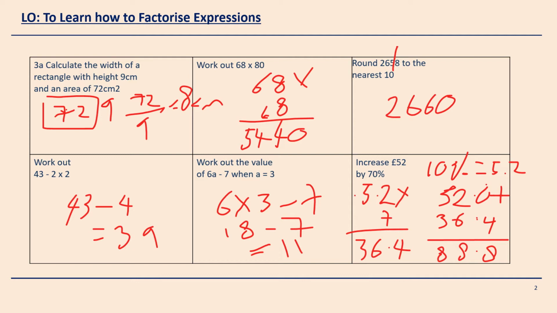We follow BIDMAS for number 4. 2 times 2 is 4. We do multiplications first, then addition and subtractions. So 43 minus 4 is 39. Straight substitution for working out the value, just 6 times a, which is 6 times 3 is 18, minus 7 is 11. Increase £52 by 70%, so we'll find out what 10% is, which is £5.20. Times it by 7 is £36.40. So if we're increasing £52 by 70%, it's £88.80.